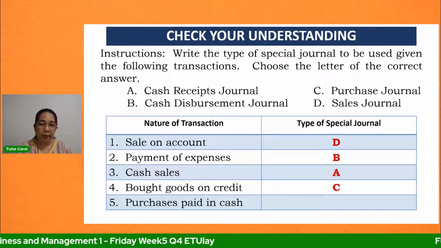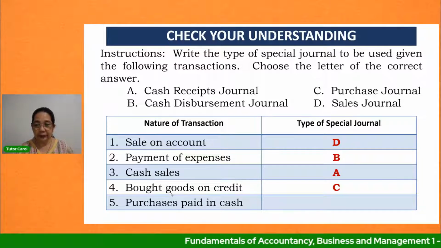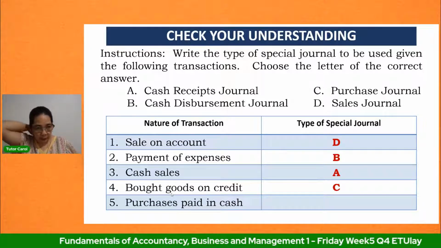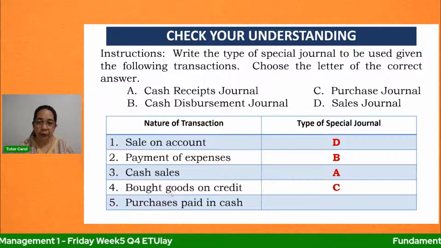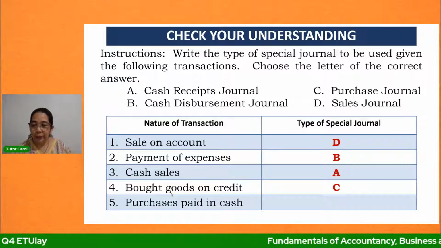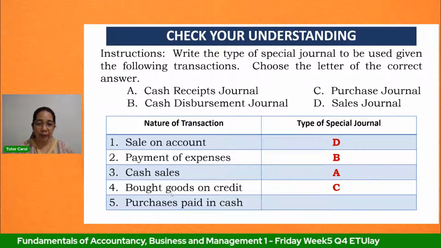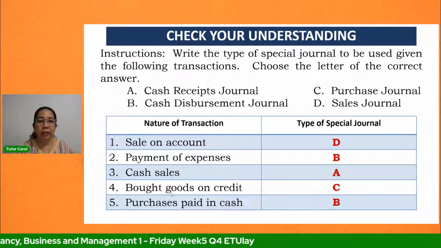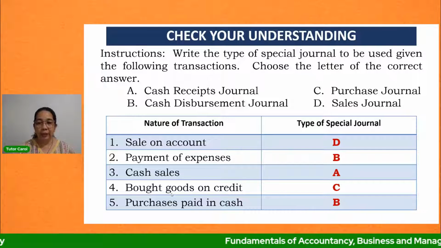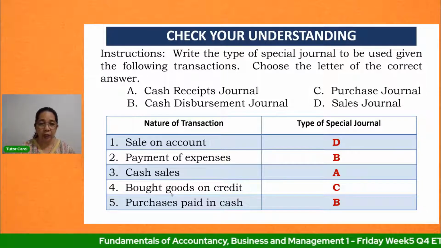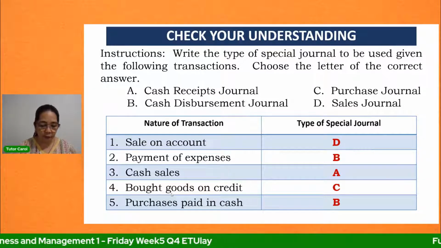Okay, number 5. Purchases paid in cash. Okay, purchases paid in cash. Let us reveal the answer. Answer is letter B. Okay, so correct ulit si Miss Vanny. So Miss Vanny got 5/5. Okay, purchases paid in cash. Okay, so cash disbursement journal yan. Okay, kasi lumabas ang pera. Okay, so hindi yan C, hindi purchase journal. Kasi cash eh. So, B, cash disbursement. So, very good po si Miss Vanny, 5/5.